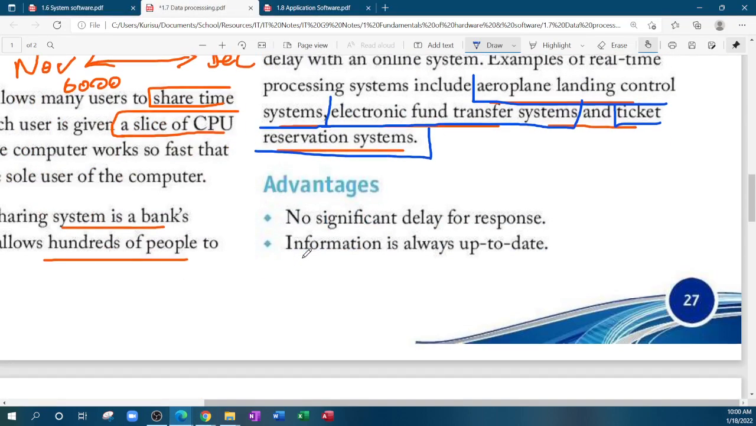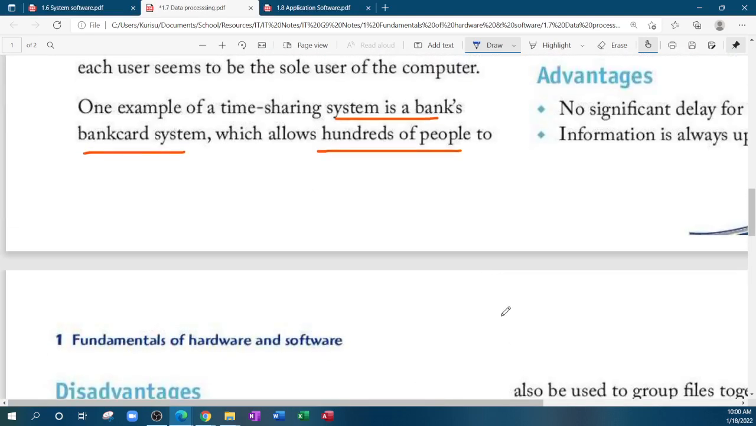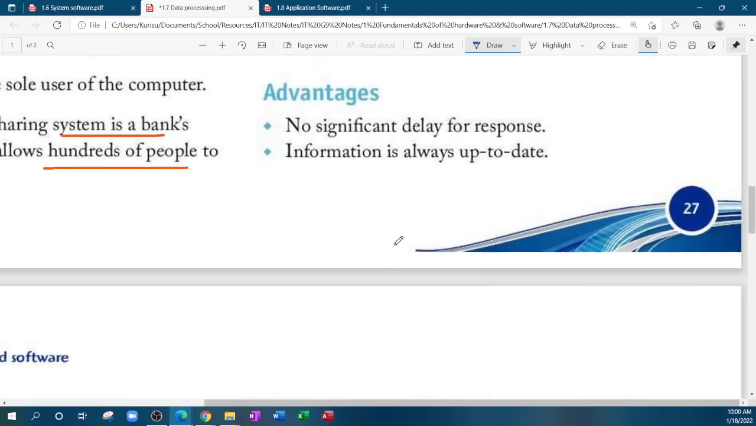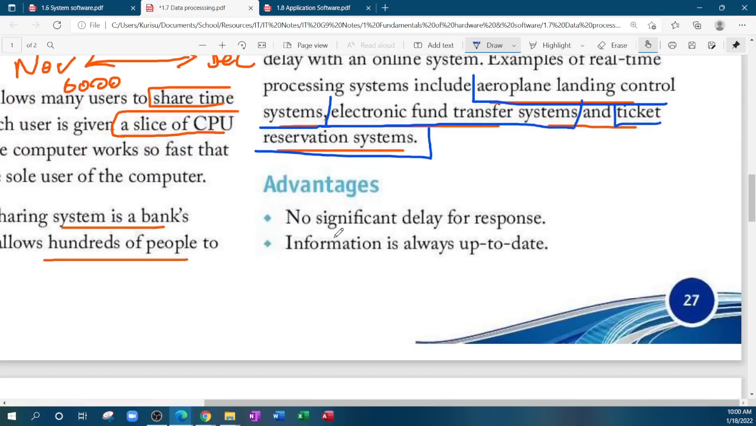All right, so what are the advantages and disadvantages of real time and online? So the advantage, there's no delay. As you mentioned, there is no delay. You don't have to wait on anything. You don't have to wait for a specific time. You don't have to wait for a specific amount. You can just go ahead and process the data.